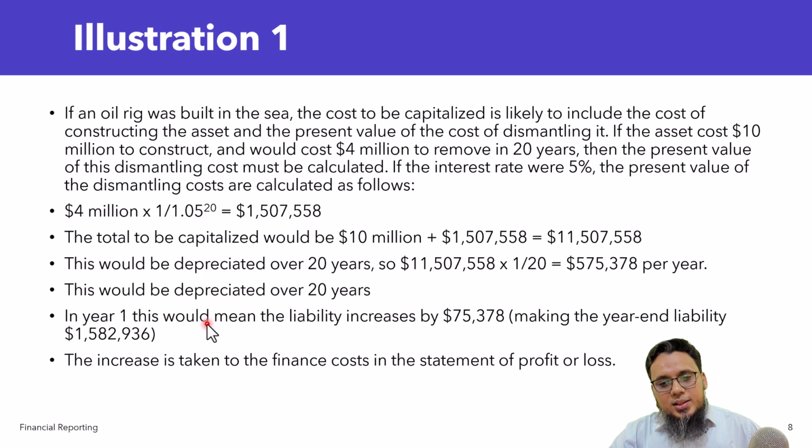In year one, this would mean that the liability increases by $75,000, making the year-end liability 1.582 from 1.507. This increase is taken to the finance cost in the statement of profit or loss.